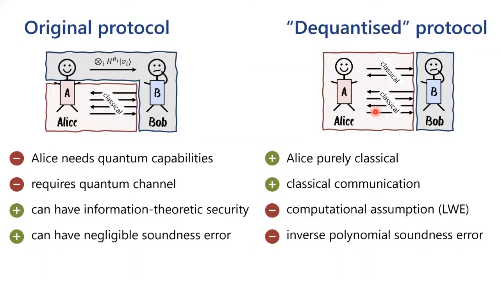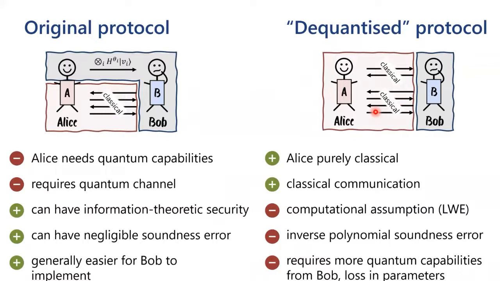Right, and the final thing that we may lose, again, something that depends on the specifics of the original protocol, is that it may be the case that in the original protocol, Bob only needs to implement a certain easier subset of quantum operations instead of doing full quantum computation. Whereas in the dequantized protocol, in general, this requires more quantum capabilities from Bob, and naturally, we also do lose something in parameters.